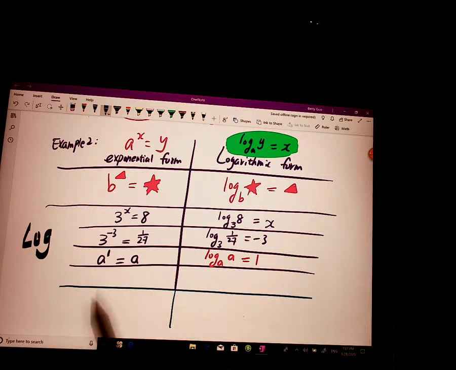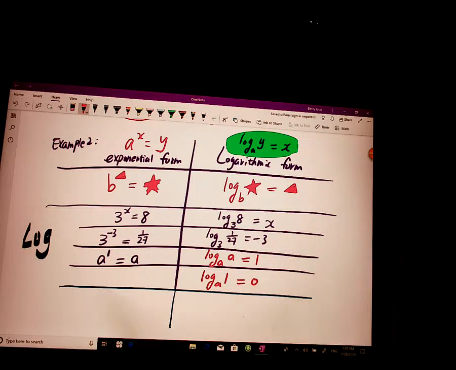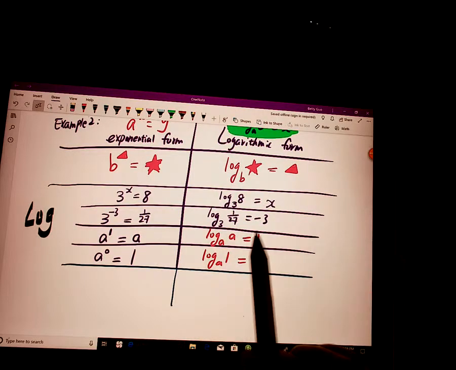Next one. So let's say we have log with base a of 1 equals 0. Let's convert. What's the base? Base is a. What is the log? Log is 0. What is the antilogarithm? Antilogarithm is 1. Is this a fact everybody knows? Any non-zero quantity raised to the power 0 equals 1, right? That makes this true as well. So I want you to remember this as a formula. If the antilogarithm equals 1, then the logarithm equals 0. Okay, please remember that.